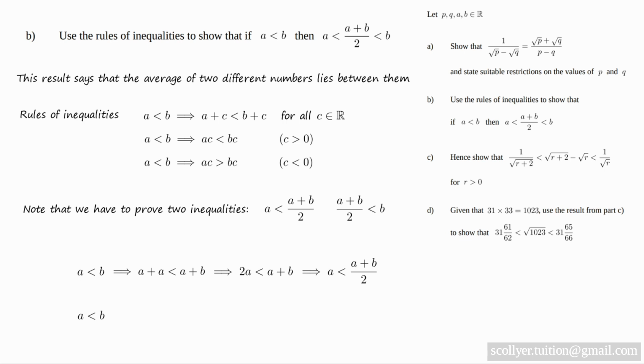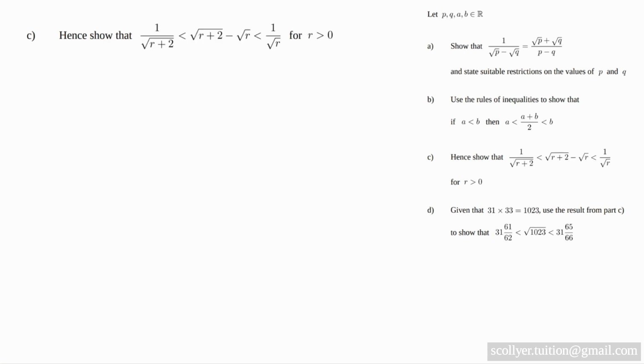To prove the inequality on the right, we start with A is less than B, and we add B to both sides. This simplifies to A plus B is less than 2B, and we divide through by 2 to find that A plus B over 2 is less than B. And now we combine the two separate inequalities into the single inequality A plus B over 2 lies between A and B, as required.